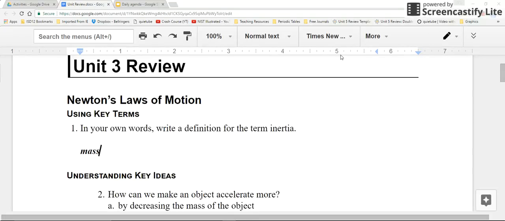You could call it mass. You could call it an object's ability to resist changes in motion. That's a little bit more like the textbook definition. But really when it comes down to it, it's kind of like how big or small things are in terms of their mass. Okay?